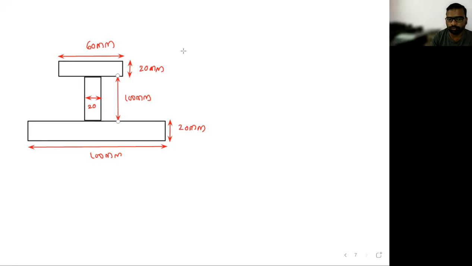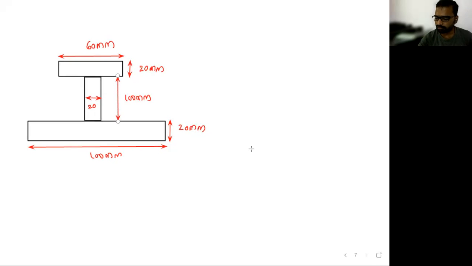Have you taken this problem? Yes, sir. Find x bar, y bar, and then find Ixx and Iyy. Also find the radius of gyration. This will be good practice.